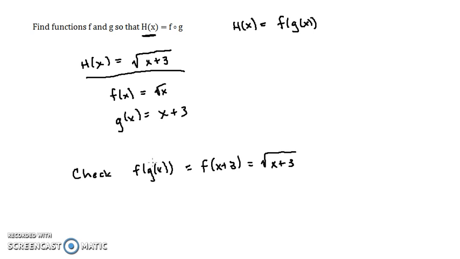Okay, so when we did f of g, it did get us back to the original function, so that means this f and g are our smaller functions that we can use for composition.